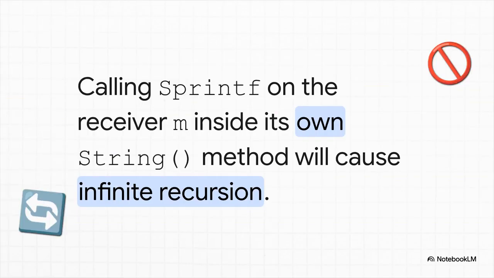Okay, but here's the gotcha. There is one big trap you can fall into when you do this. Take a look at this code. Inside our String method, we're calling fmt.Sprintf and passing the object itself, m, to the %s verb. So what does fmt do? It says, okay, I need to print m as a string, so it calls its String method, which calls Sprintf, which then calls the String method again, and you're stuck in an infinite loop.